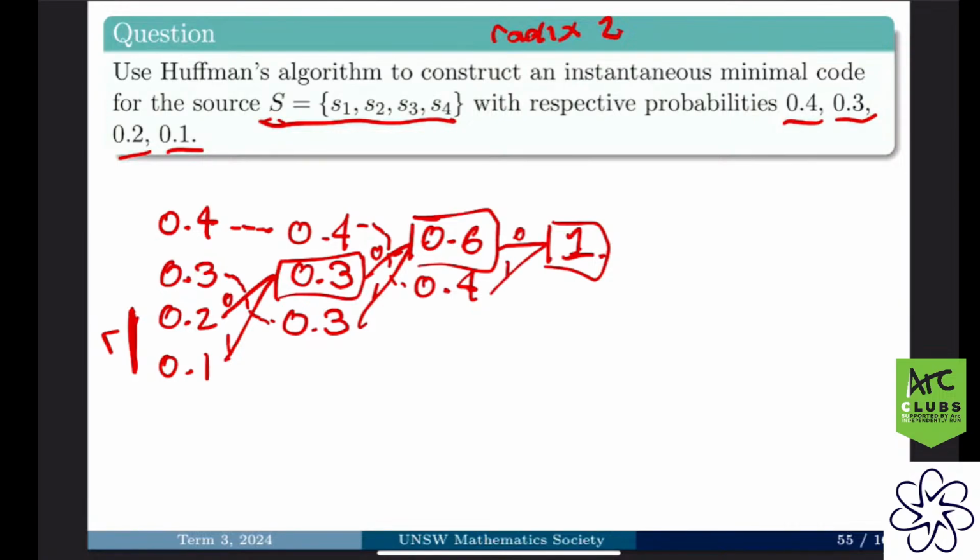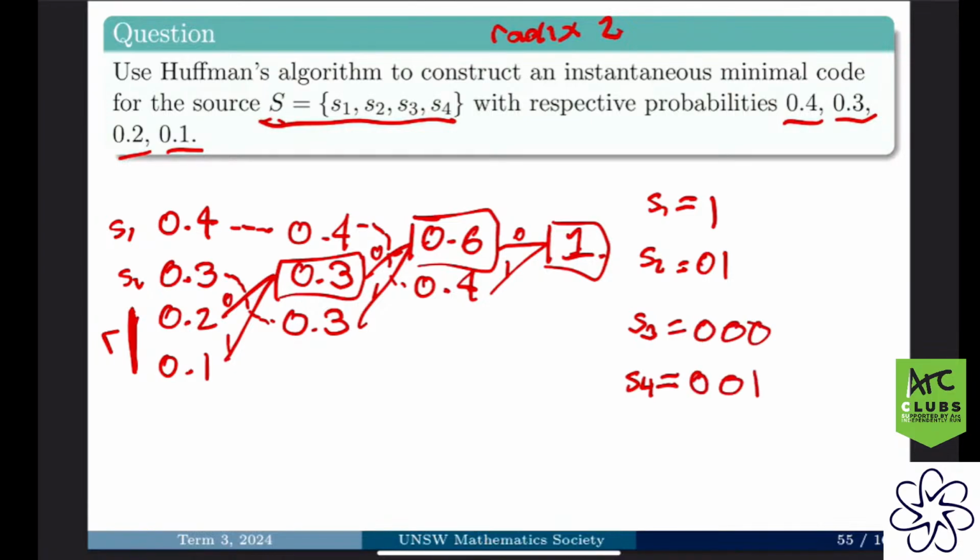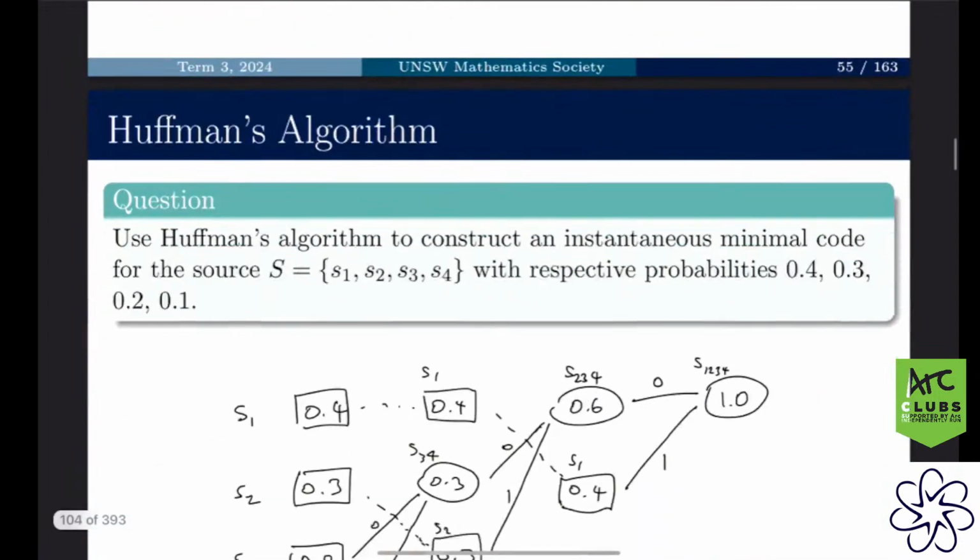So I guess to complete this question, we have to now look at our tree and figure out what the code words are. So we have S1, S2, S3, and S4 to get. Well, we just follow the tree down. S1 is a 1. S2, we can follow the tree down, it was a 0 and a 1. S3 was a 0, 0, 0. And S4 was 0, 0, 1. All right. And that's how we do a Huffman algorithm, radix 2.